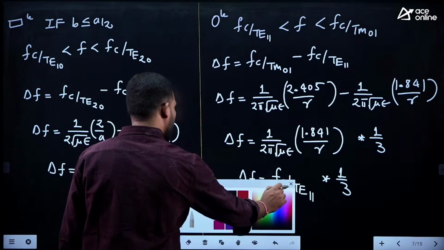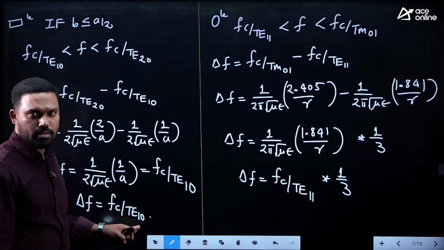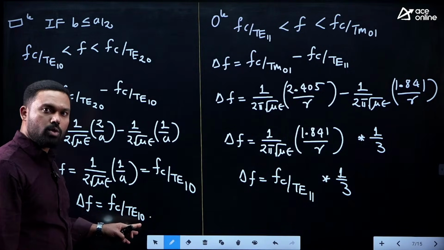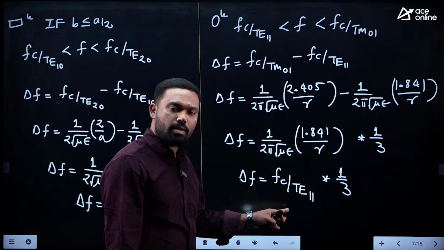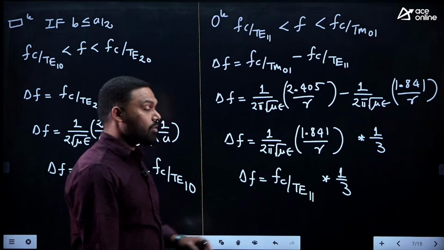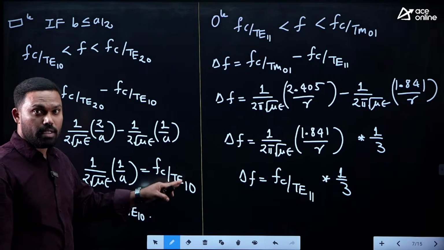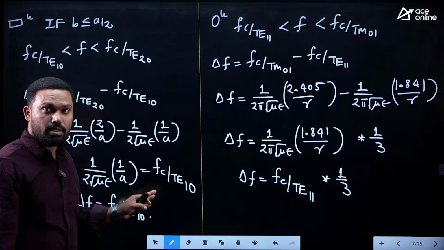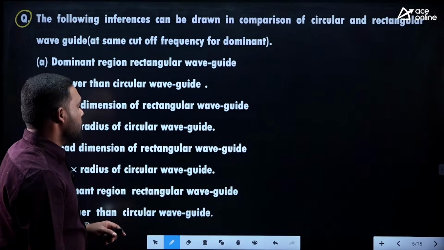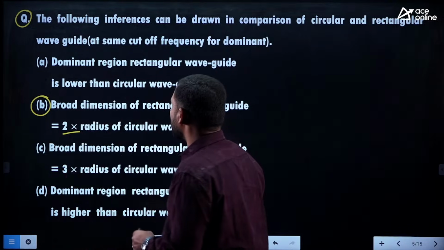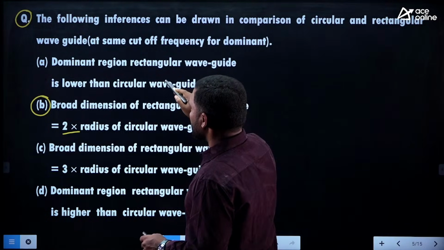Okay, so we are just making a comparison here. So here the dominant region width in the rectangular waveguide is exactly equal to the cutoff frequency of the dominant mode. And the dominant region width in the circular waveguide is equal to 1/3 times the cutoff frequency of the dominant mode. So that means the dominant region width in the circular waveguide is less compared to the dominant region width in the rectangular waveguide. Fine. So that is how you can make a comparison. So dominant region in a rectangular waveguide is higher than the circular waveguide. So this is correct.